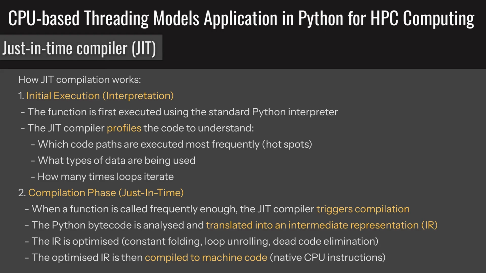Second, we go through the compilation phase, just in time. When a function is called frequently enough, the JIT compiler triggers compilation. The Python bytecode is analyzed and translated into an intermediate representation, IR. The IR is optimized: constant folding, loop unrolling, dead code elimination. The optimized IR is then compiled to machine code, native CPU instructions.